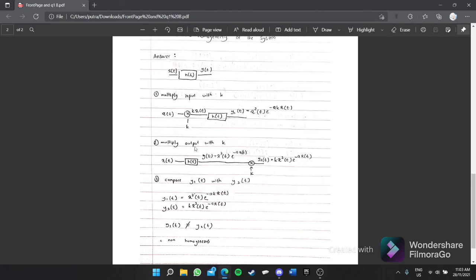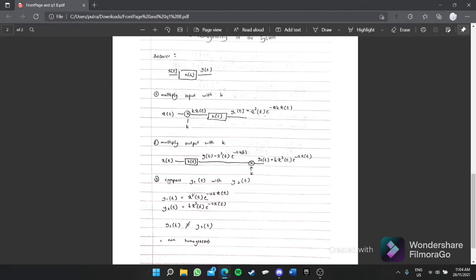For the second step, multiply the output with k. Since it is multiplying the output, the multiply operation k must be after h(t). So x(t) is substituted into h(t), and it becomes y(t) equal to x to the power 2t exponent negative a x(t). After that, the whole function is multiplied with k, so y2(t) becomes k y(t) equal to k x to the power 2t exponent negative a x(t).